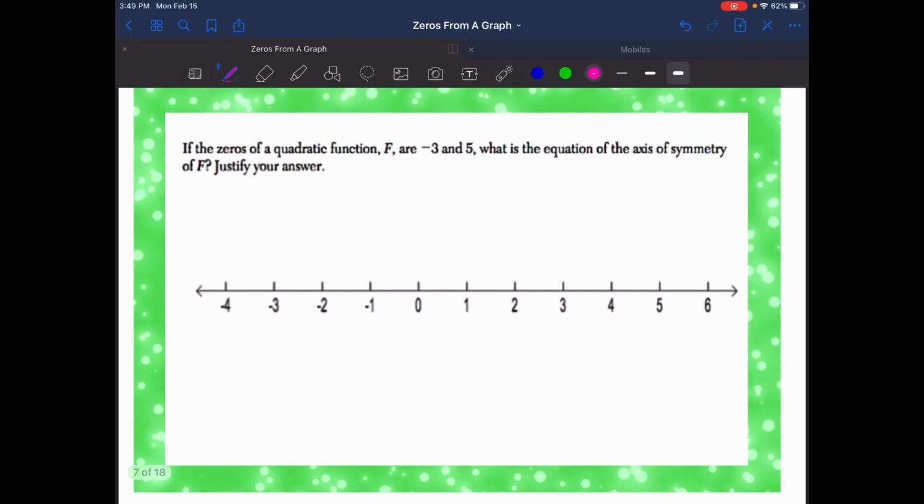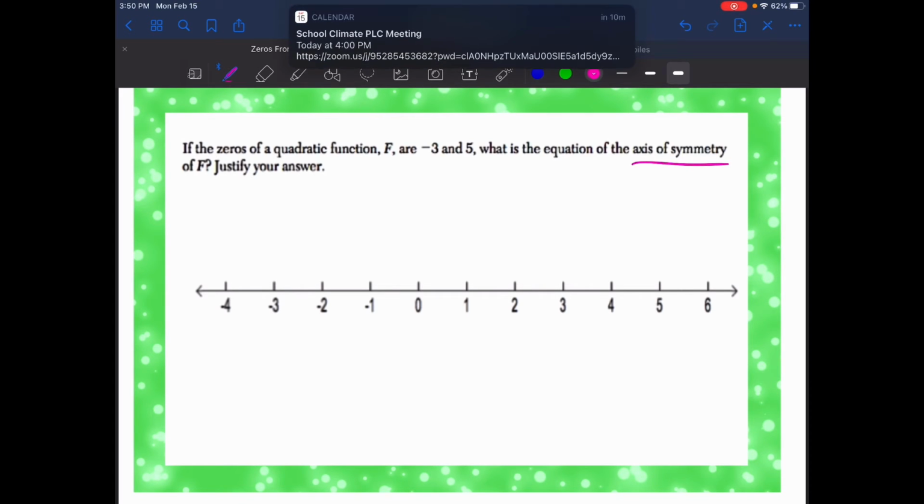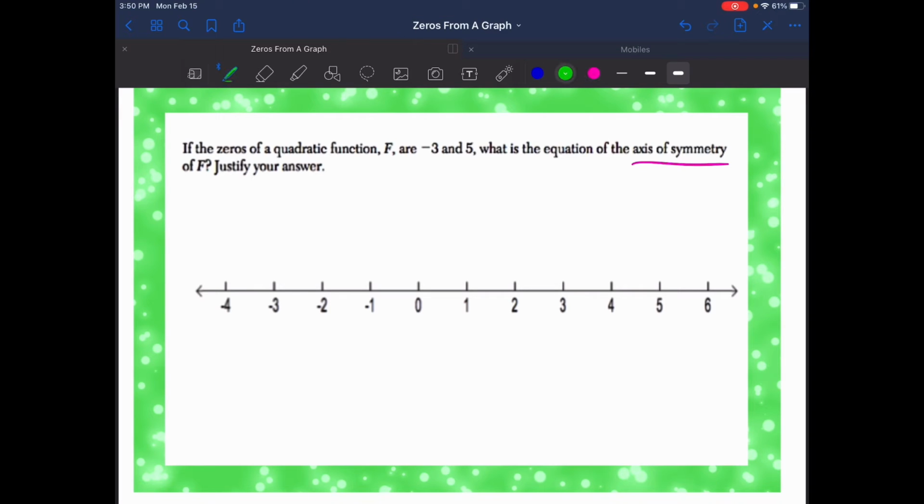Let's try a Regents question. I'm not even going to read the whole thing. I see the words axis of symmetry, and I see my 2 zeros here, -3 and 5. I'll get you started here. I'll put my 2 zeros there, -3 and 5, and keep in mind that symmetry means the middle. So what would be my axis of symmetry, knowing that it starts with x equals?